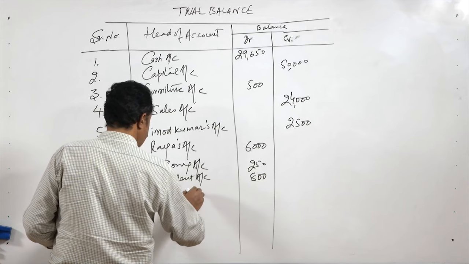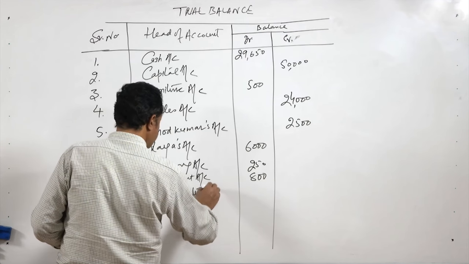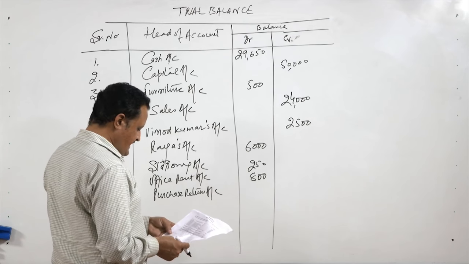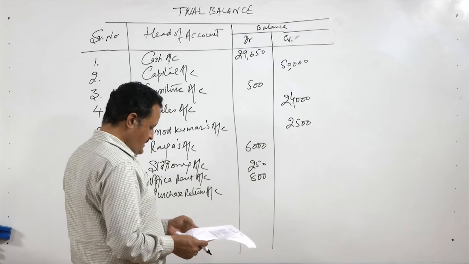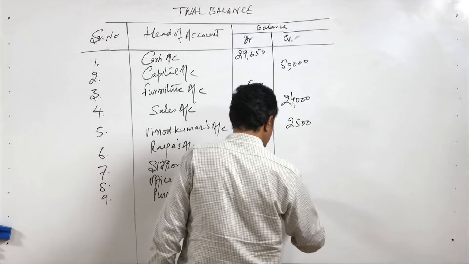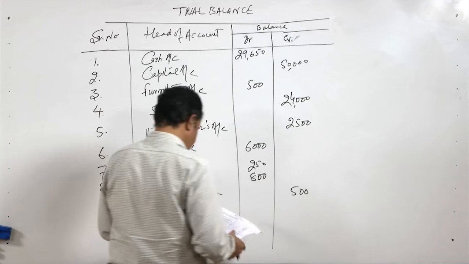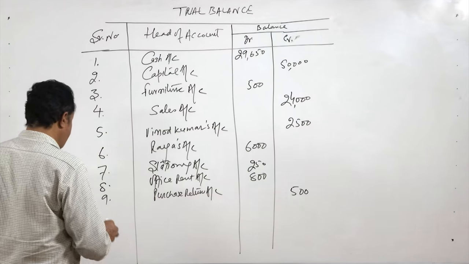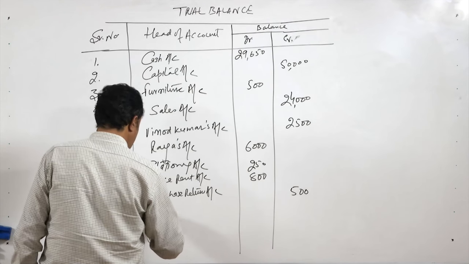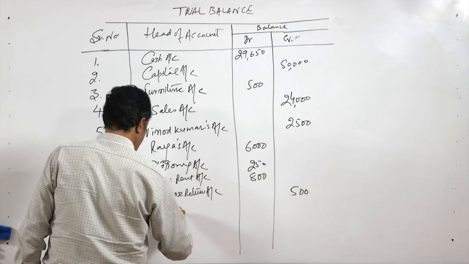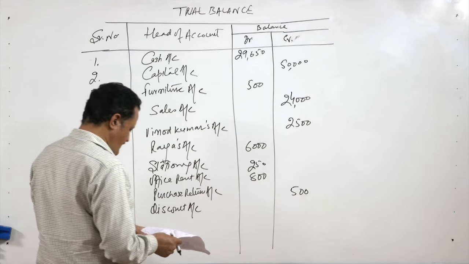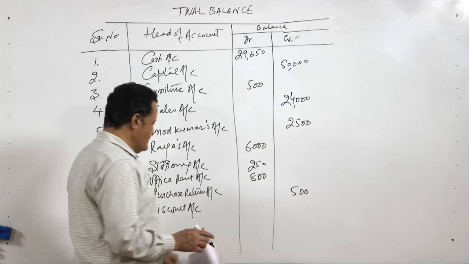Then the next is the purchase return account, and the purchase return account has a credit balance of 500 rupees. And then finally we have the 10th account, the discount account. So it means the discount account's balance is 300 rupees.